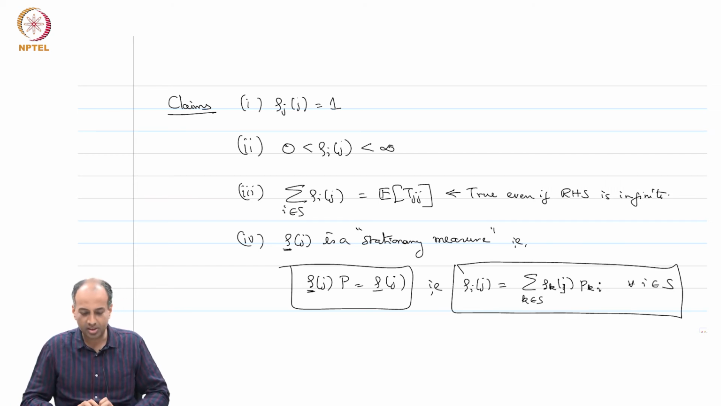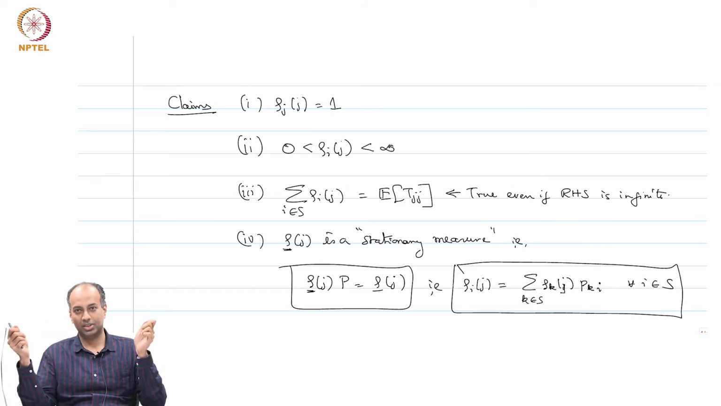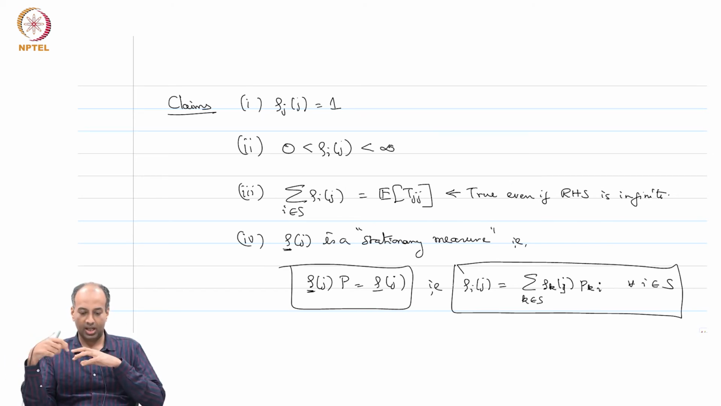So, what I am claiming is that this rho_ij, which I defined as the expected number of visits to state i between two successive visits to j, satisfies rho_jj equal to 1, which is reasonably clear because you basically return to j and that is the only time you count that. And the second claim is saying that this rho_ij is strictly positive and strictly finite, okay.